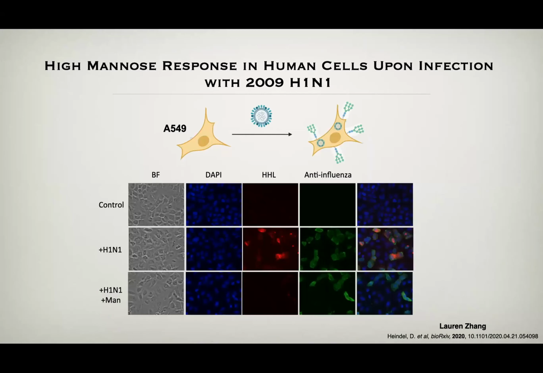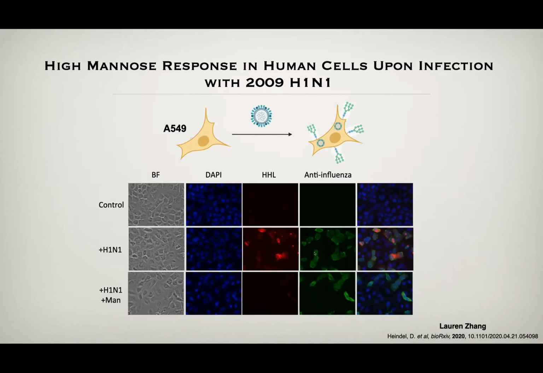So, okay, that's ferrets, but what about people? Is this at all relevant to people? So we looked at A549, which is a human lung adenocarcinoma, to see whether or not this response might be something that we could recapitulate in cell culture. So when we treat A549 with H1N1 and we look for the High-mannose, what we see is indeed HHL binding is found on the cells that actually have influenza.